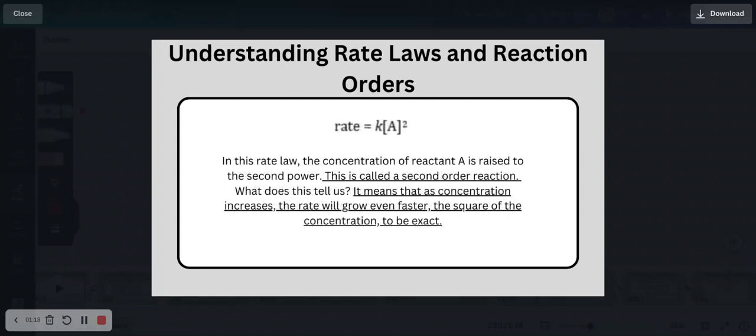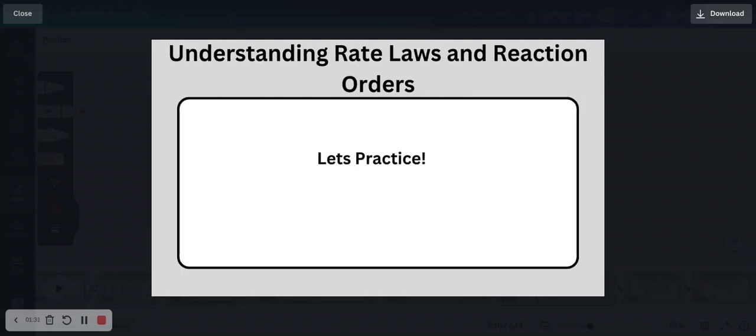Finally, in this rate law, the concentration of reactant A is raised to the 2nd power. This is called a second-order reaction. What does this tell us? It means that as concentration increases, the rate will grow even faster than that increase, the square of the concentration to be exact. So let's practice.